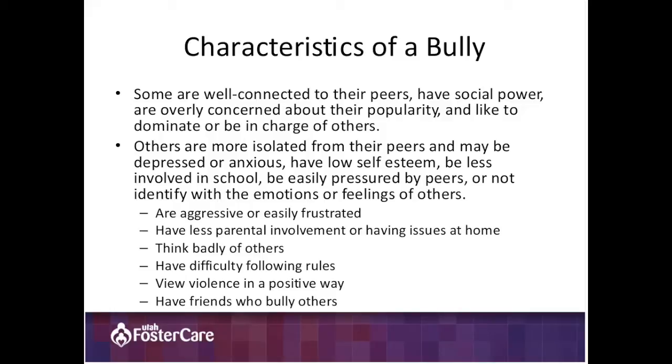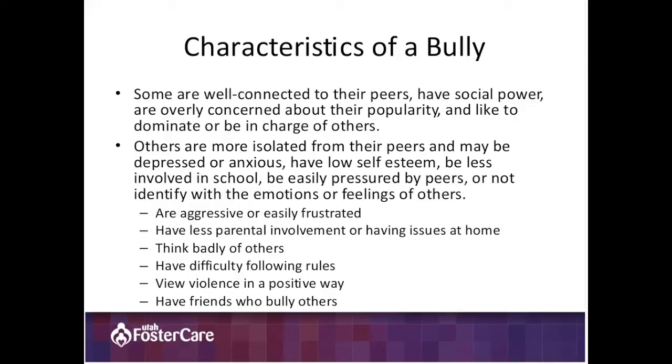But some of the traits you might see as far as behaviors that a bully might exhibit, so if your child is a bully, would be that they're aggressive and they're easily frustrated. They may have less parental involvement or be having issues at home. So this is definitely going to be the case for almost all of our kids that are in care. We don't necessarily need to focus on this one as being either a foster kid or a biological kid. It's just important to note this trait, in case one of your biological children has this, because obviously foster kids will have issues at home and have less parental involvement.